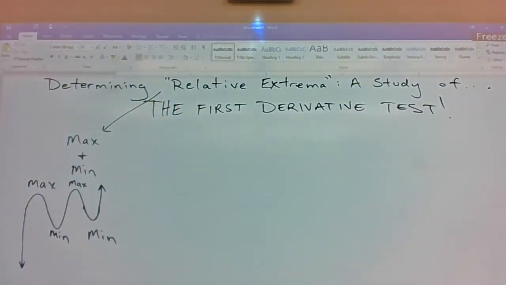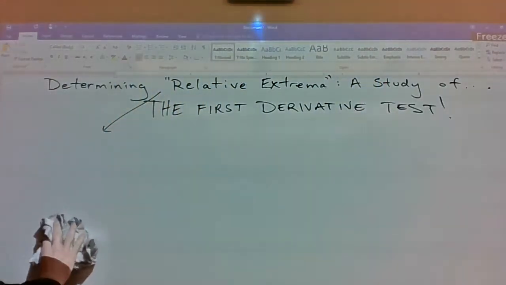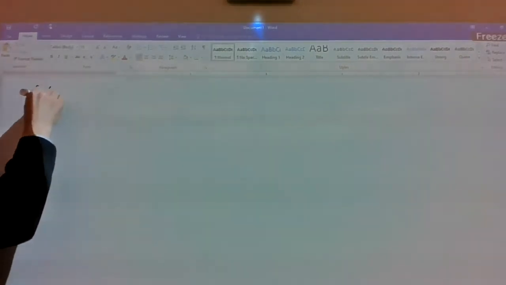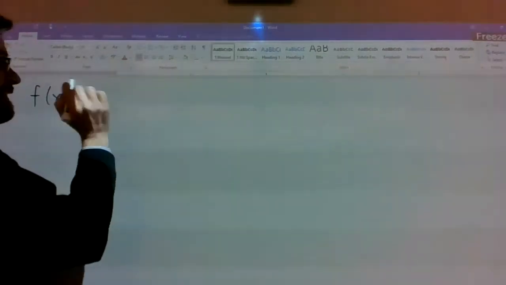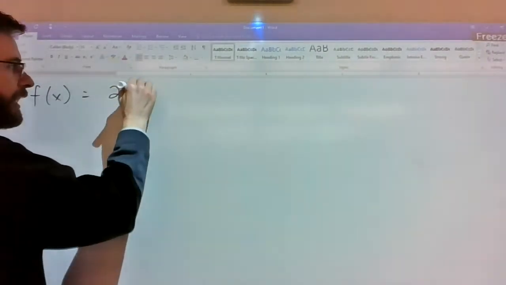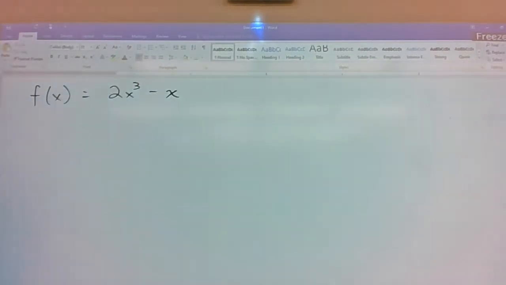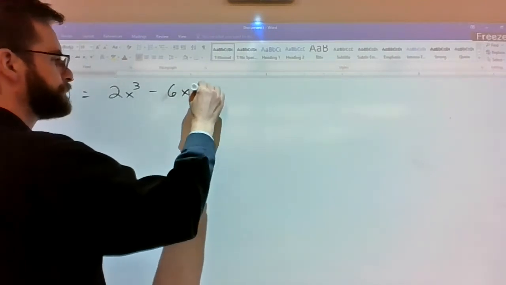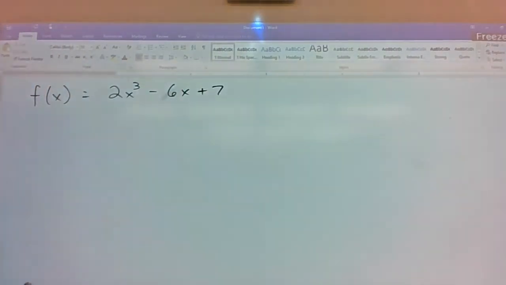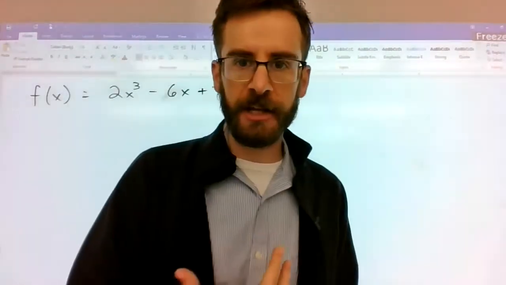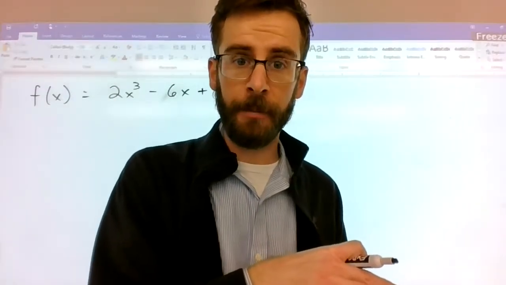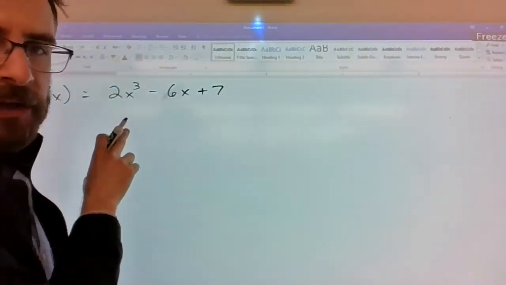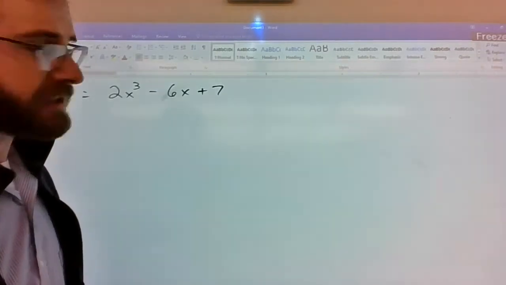So my first example in unpacking this. f of x is equal to the function 2x to the third power minus, sorry, minus 6x plus 7. Now, just from our pre-calculus knowledge and a little bit of what I talked about in the last couple videos, you should have a pretty good idea of what this curve looks like.